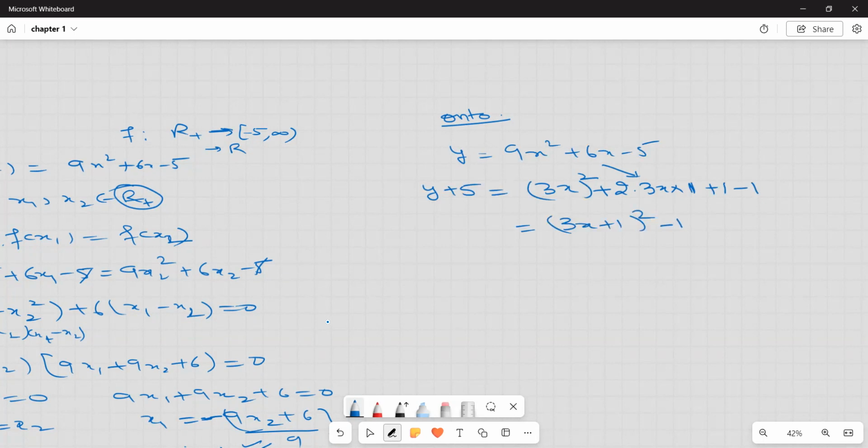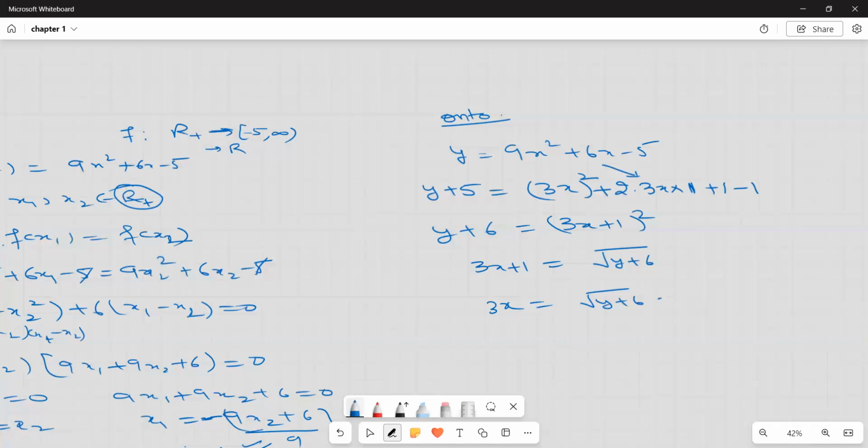So can I take minus 1 this side? So this will become y plus 6 now, if I take minus 1 to that side. So 3x plus 1 will be the positive square root of y plus 6, because x belongs to R positive. I can't take negative over here. So 3x will be square root of y plus 6 minus 1. So x will be, this 3 will come down now.